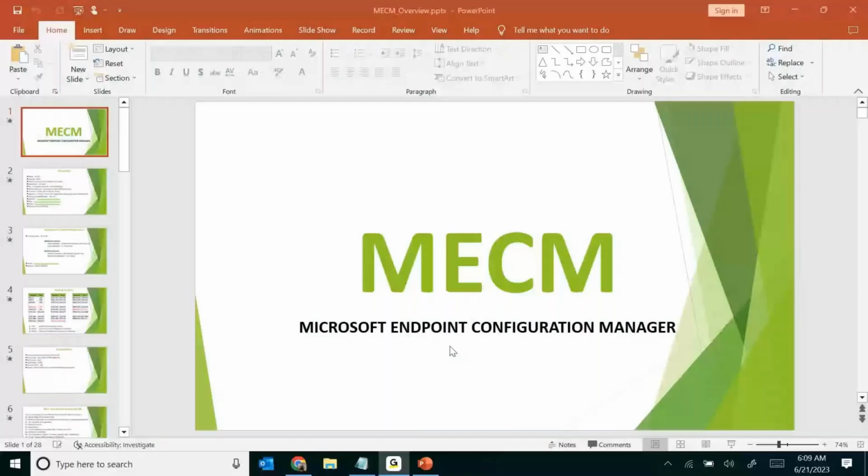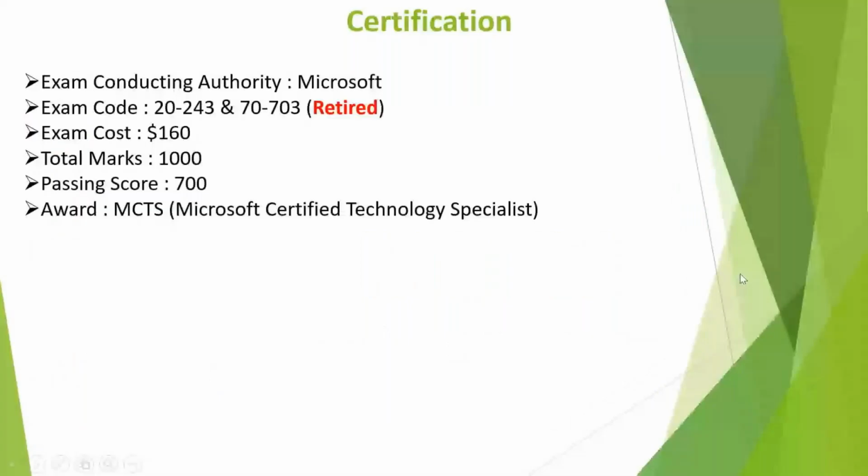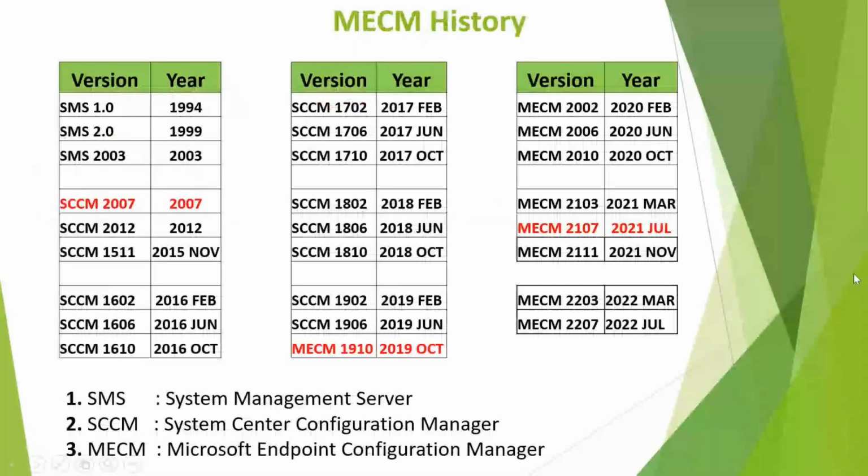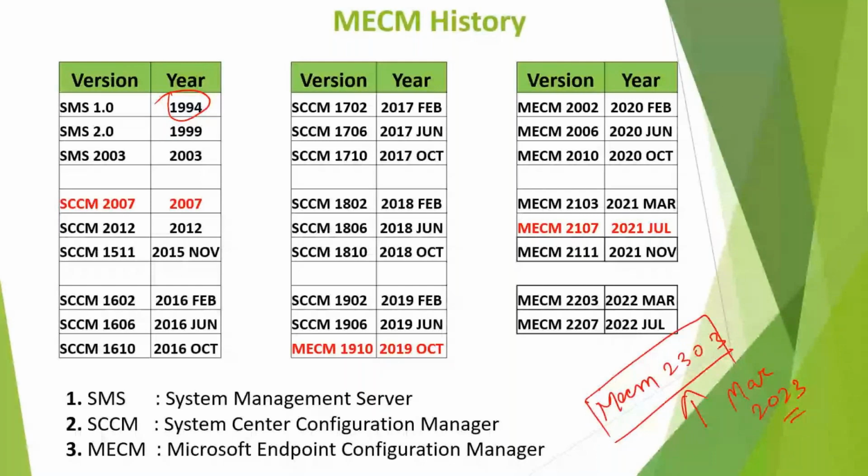Okay, guys, let's get started. So in the last session we discussed the historical background of SCCM. SCCM started in the year 1994 as SMS 1.0, and the latest and greatest version of SCCM is MECM 2303. This was released in the month of March 2023. MECM is Microsoft Endpoint Configuration Manager.